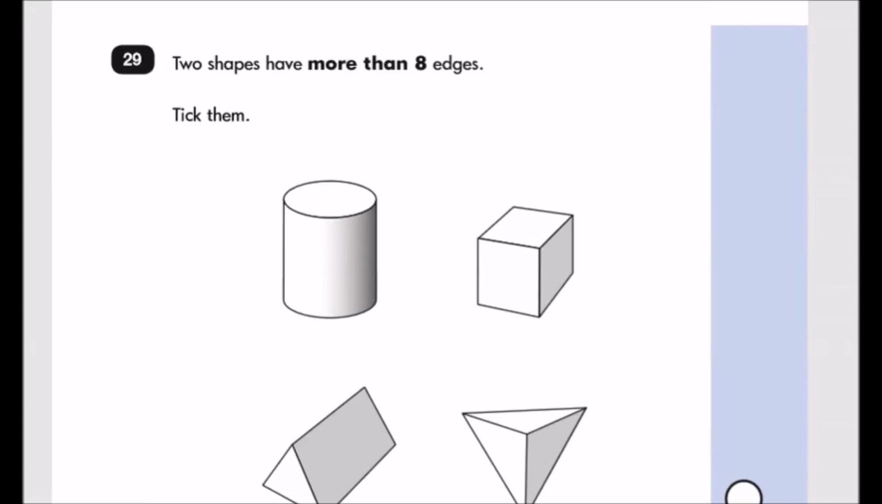Okay, question 29. So 2 shapes have more than 8 edges. Tick them. So what are edges here? So edges are actually the side parts, okay? So the ones around these parts. The actual corners are known as the vertices, and the middle part, the actual face, they're called faces. So let's see which ones have more than 8 edges. So let's look at the actual edges.